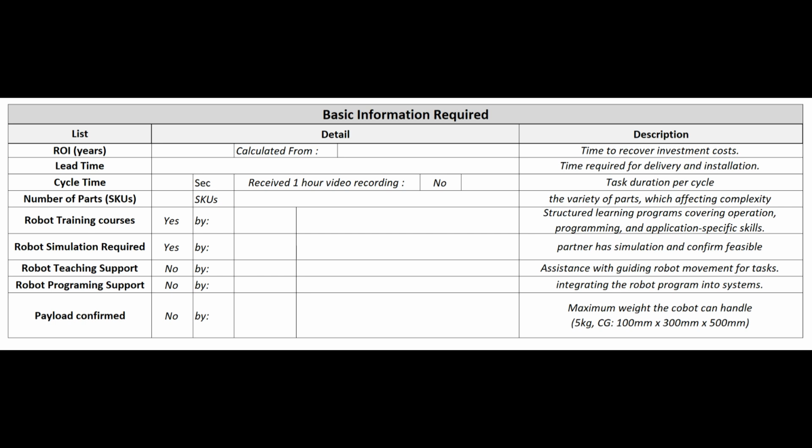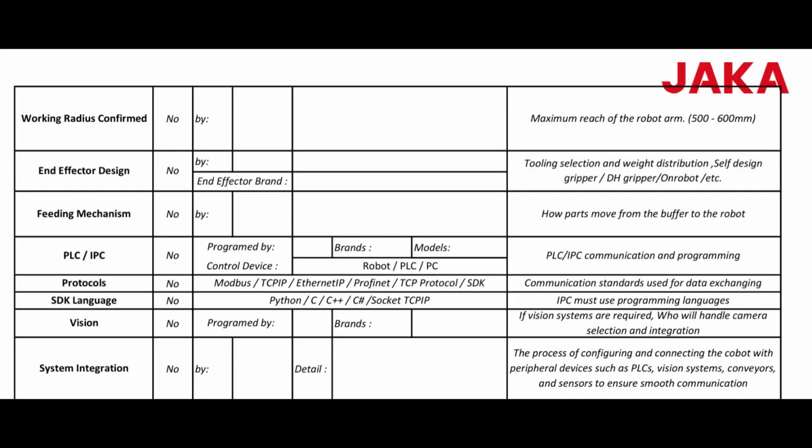Feasibility confirmation. Payload confirmed means tool weight plus part weight plus safety margin. Working radius confirmed means the robot can reach every required point, including approach and clearance. End effector design and brand means the tool concept is defined, and brand or model is listed if known. Feeding mechanism means how parts are presented: tray, conveyor, bin, bowl feeder, or manual. And this strongly affects stability and success.